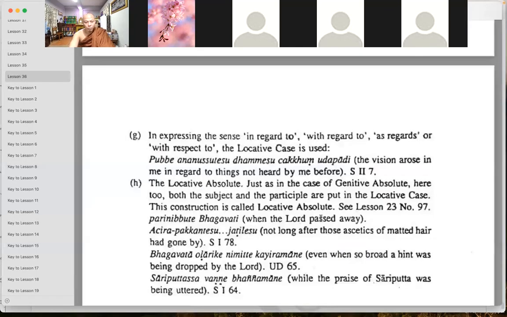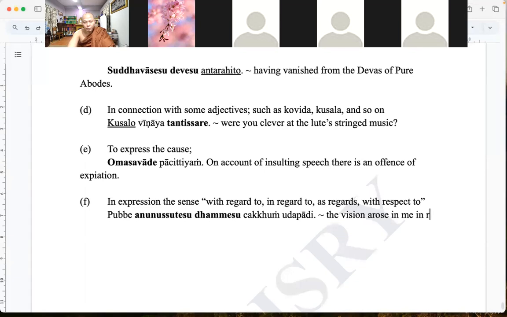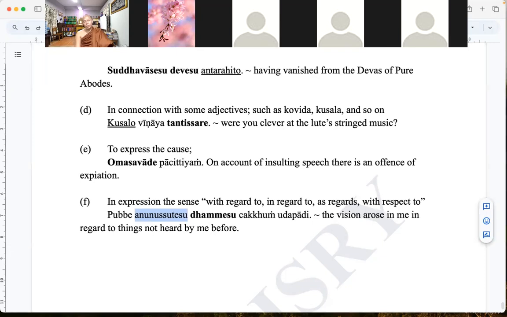And then Ananavsu says Dhammesu. The Dhamma here means just things. In regard to things. So that is Dhammesu. That Dhammesu is modified by the Ananavsu Sesu. So not heard by me, that is past participle. And then the meaning of Bobi is before. So exactly speaking, Dhammesu, but Ananavsu is modifying the Dhammesu. That is over the locative case. But in regard to things, that is Dhammesu. And then Ananavsu says, so not heard by me before.